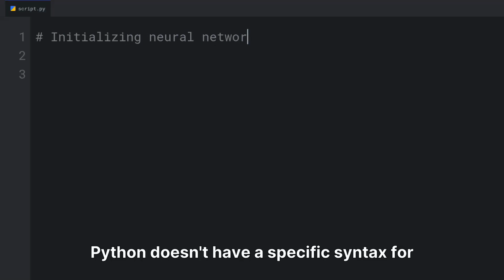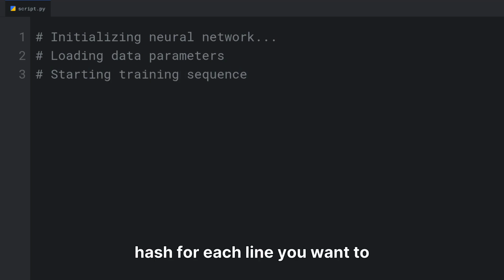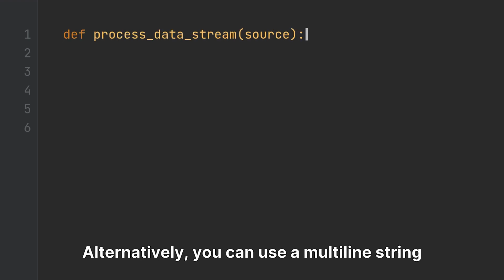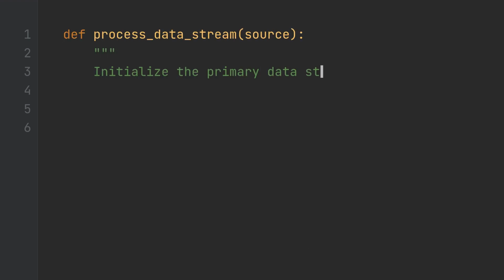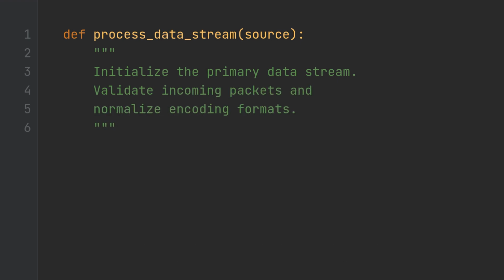Python doesn't have a specific syntax for multi-line comments. The standard way is to insert a hash for each line you want to comment out. Alternatively, you can use a multi-line string with triple quotes. As long as it's not assigned to a variable, Python will ignore it, acting like a comment.